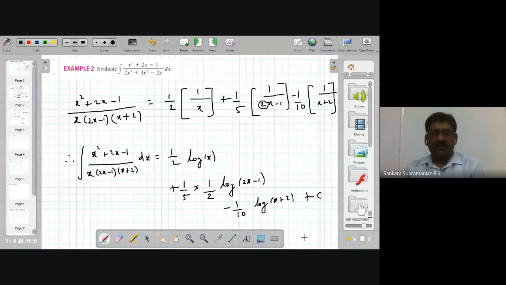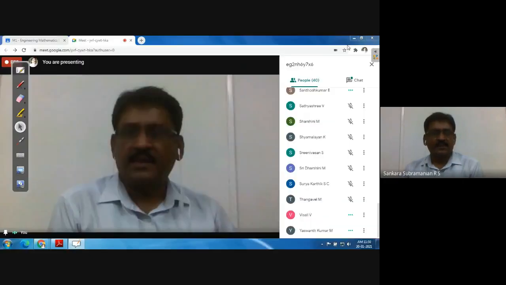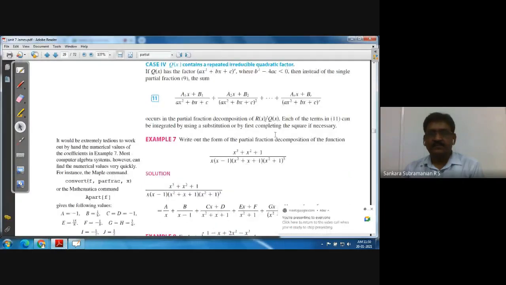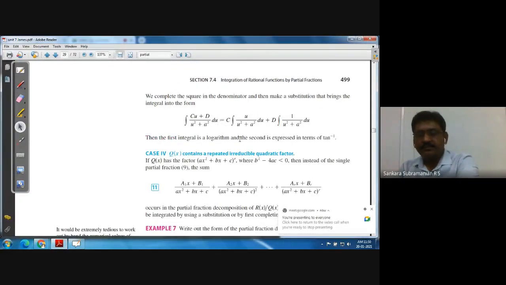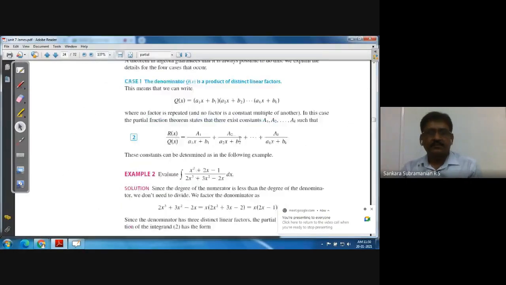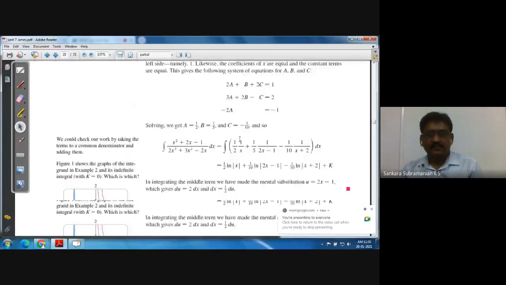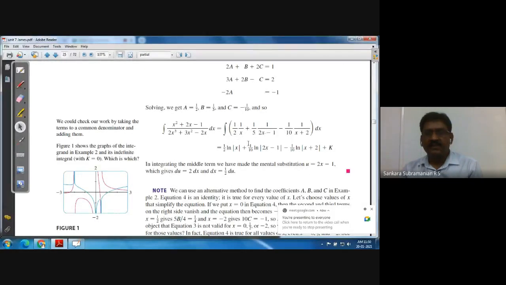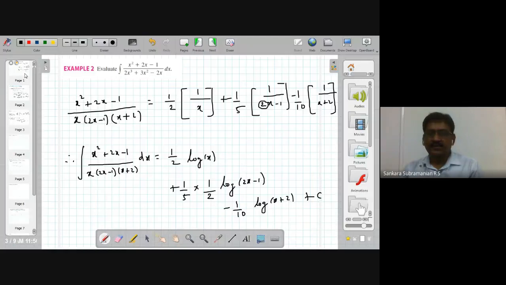I think it has been done or not. Let us check. I'll leave it as it is. 1 by 2 log x plus 1 by 10 log of 2x minus 1 minus 1 by 10 log of x plus 2 plus constant will be the answer. So what is the idea of this example, sir?